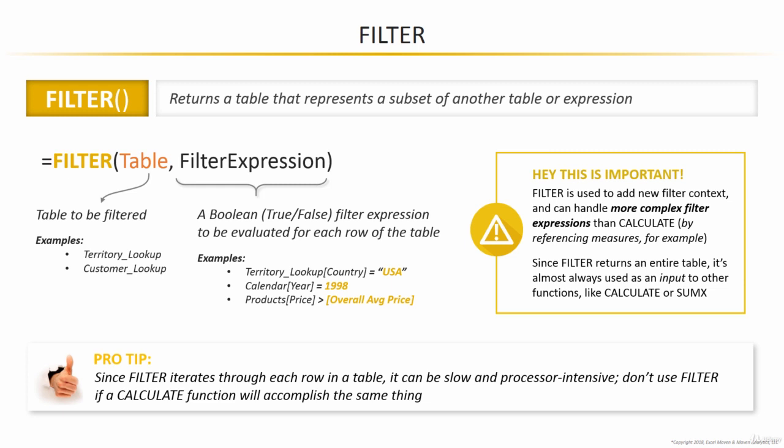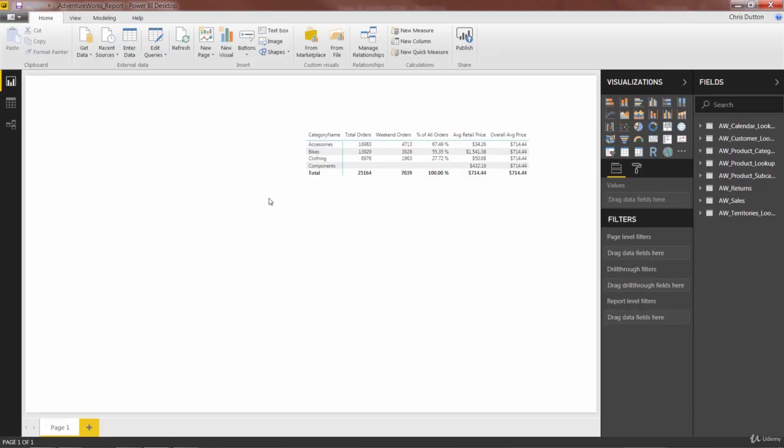So let's open up our AdventureWorks file and practice creating a brand new measure using this filter function. All right, once you're back in your AdventureWorks report, remember that we added this overall average price column by combining calculate and all. Now, using that column, I want to create some sort of measure that will calculate our total orders, but only for products that are greater than the average price. So I want to see sales for higher than average priced items.